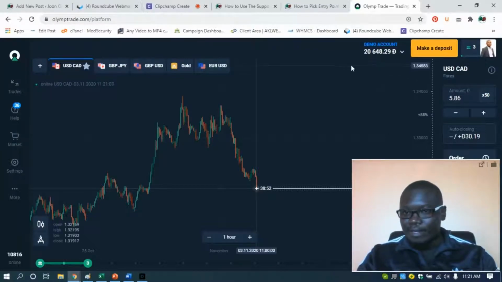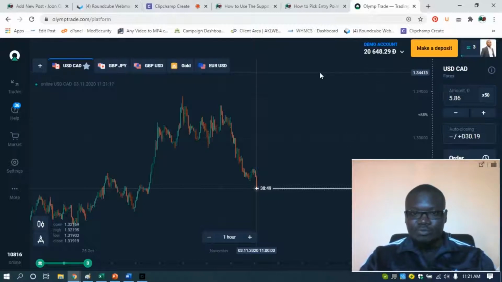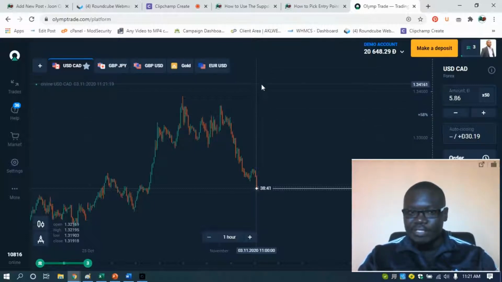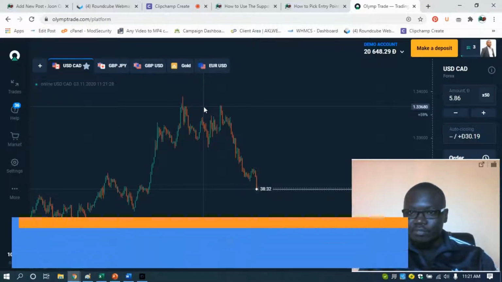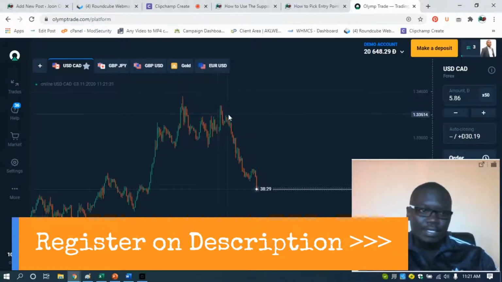I'm Ken Omolo, and today I want to show you guys how to draw support and resistance levels on Olymp Trade. And after that, we will learn how we can trade with the support and resistance levels that we've just drawn on the platform. Okay, so if you've not already logged into your Olymp Trade platform, kindly do so and find the USD Canadian pair. That is the pair that we'll be using for this tutorial, but the knowledge that you'll have acquired here can be used on just about any other asset.